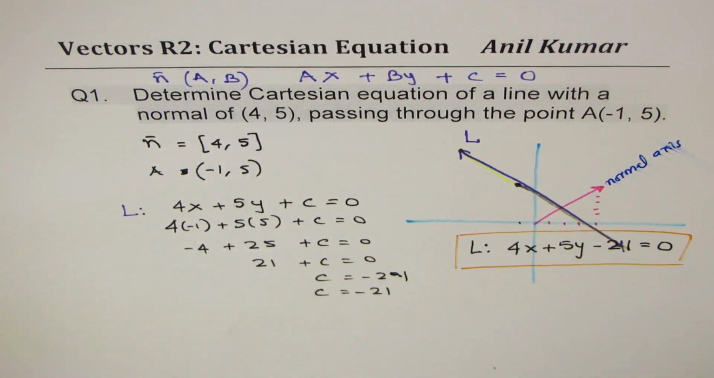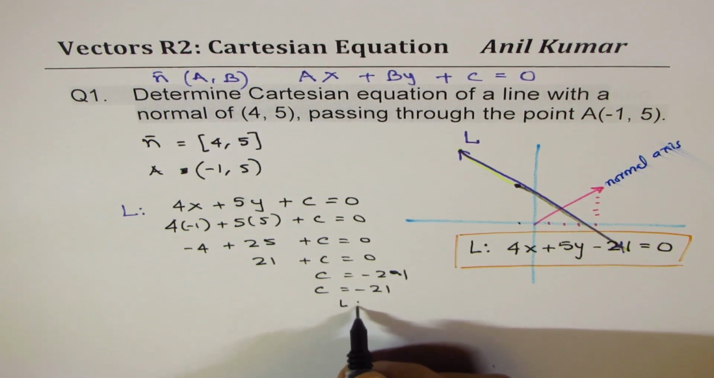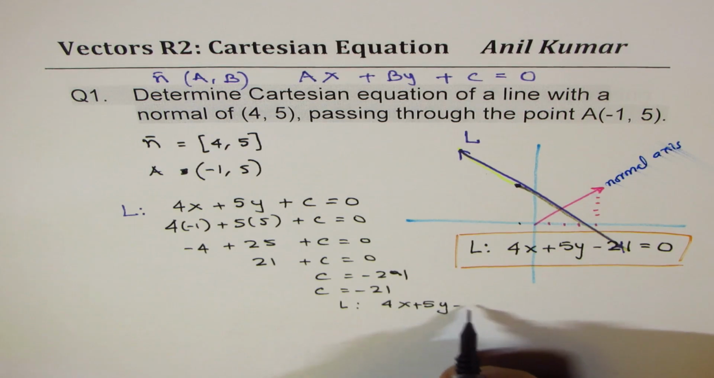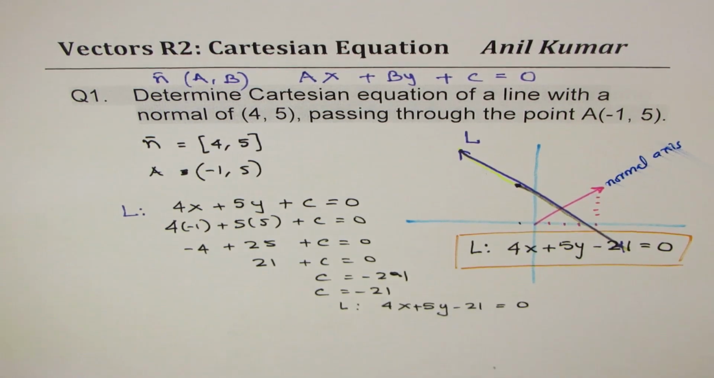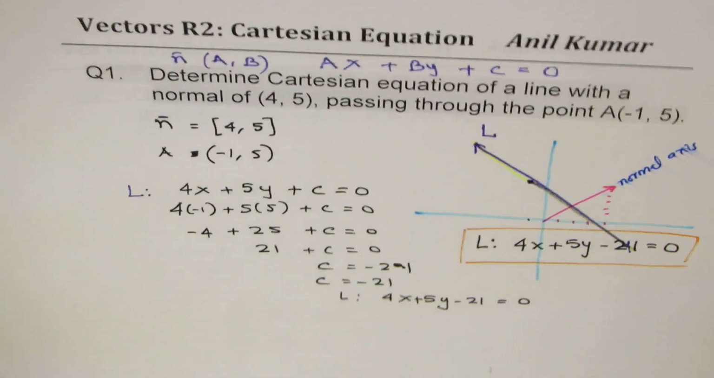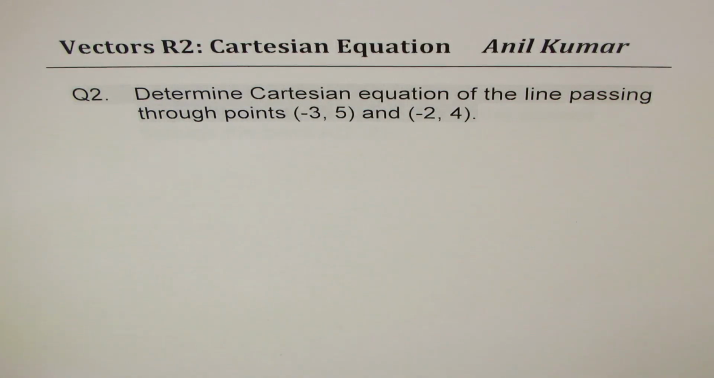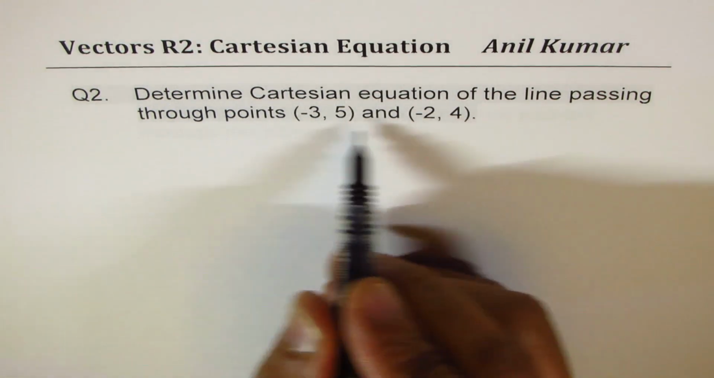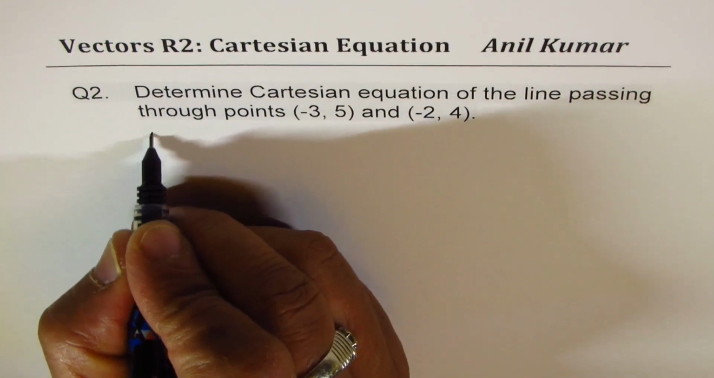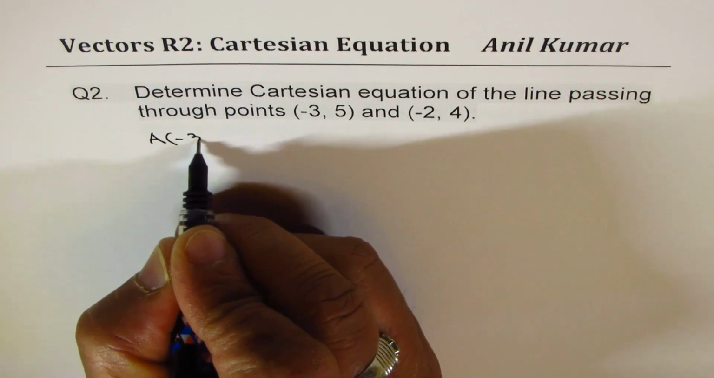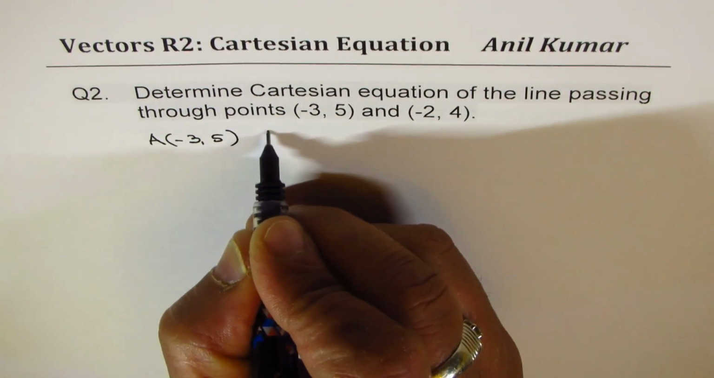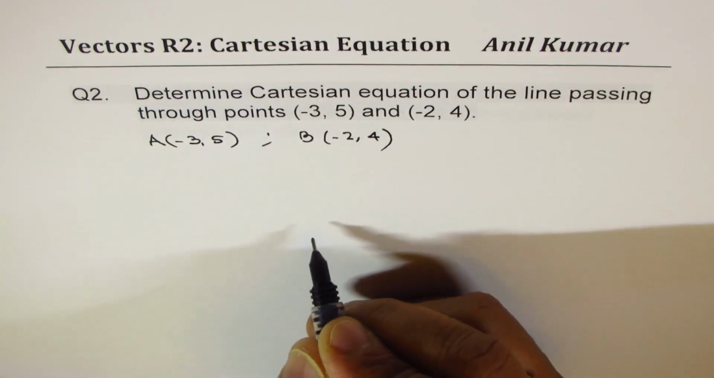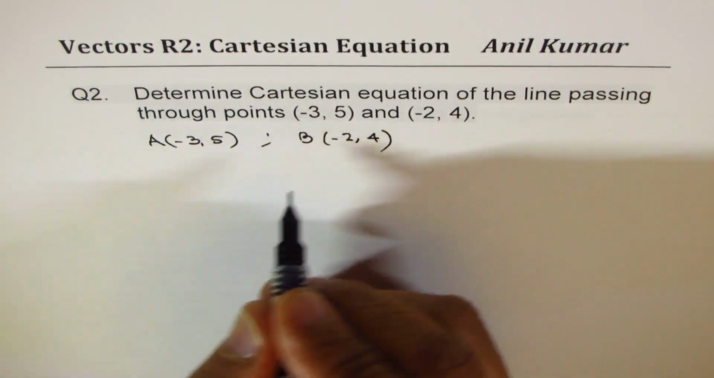Okay, so it's very clear. So let me rewrite this. So the line L is 4x plus 5y minus 21 equals to 0, right? Okay, let's move on to the second question, which is determine the Cartesian equation of the line passing through given 2 points. So we're given 2 points. Let's say point A is given to us as minus 3, 5, and point B is given as minus 2, 4. You can actually pause the video and answer the question.